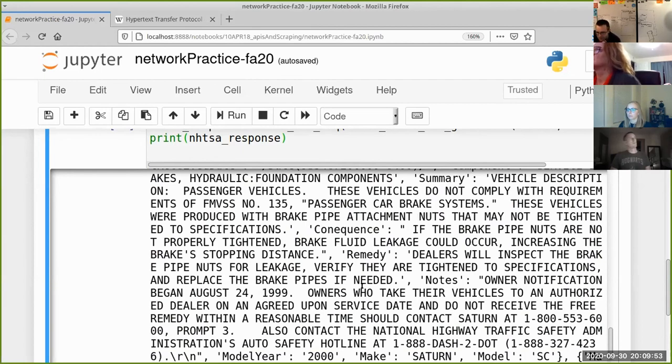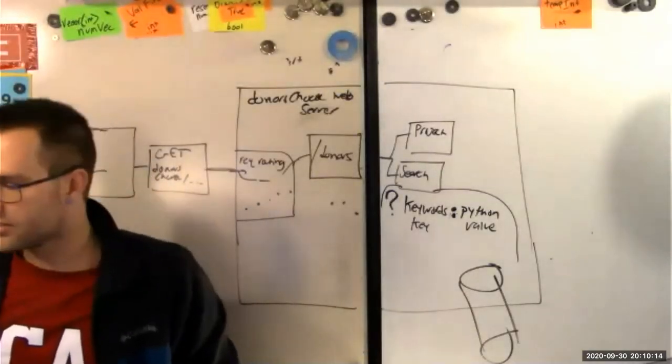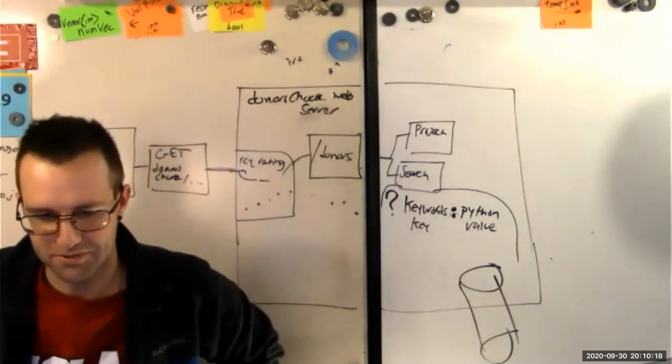Passenger car brake systems. These vehicles were produced with brake pipe attachment nuts that may not be tightened to specifications. If the brake pipe nuts are not properly tightened, brake fluid leakage could occur, increasing the brake stopping distance. Luckily, most cars are made with redundant brake hydraulic systems, so you usually get half your brakes even if one of them goes out. Okay, so, oh good, 23 seconds. Sorry, I shouldn't have read the brake one. That was too scary.